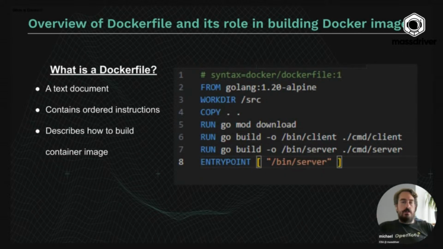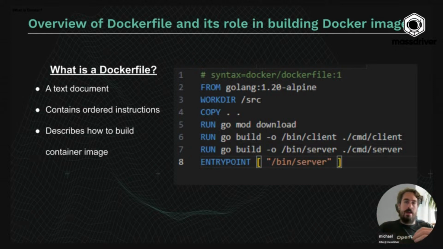Now, what is a Dockerfile? A Dockerfile is a text document that outlines all the commands needed to build a container image, acting as a script with step-by-step instructions for creating the container environment. Let's check out this example.